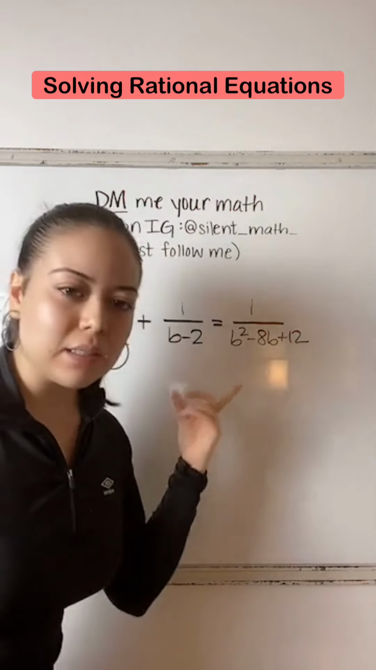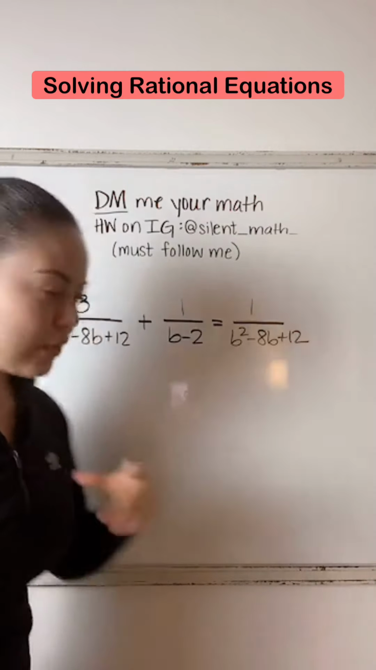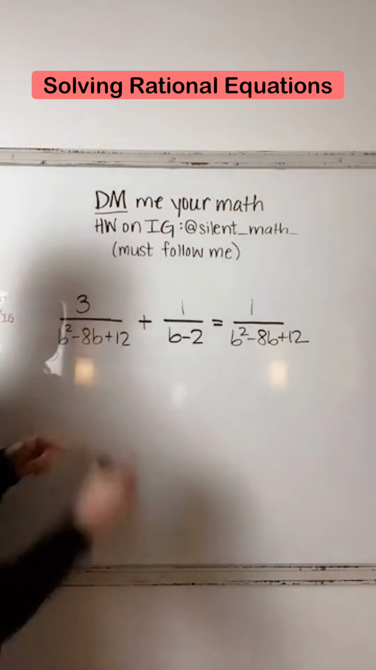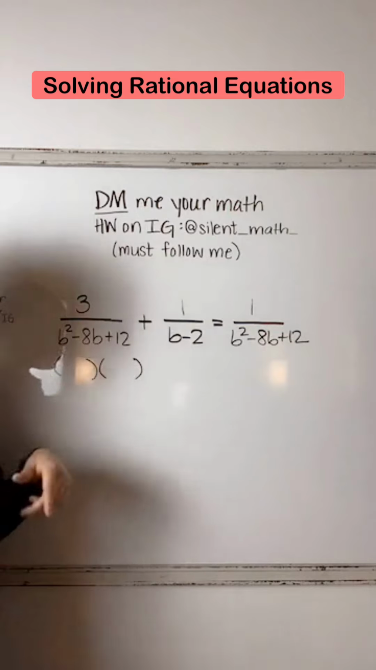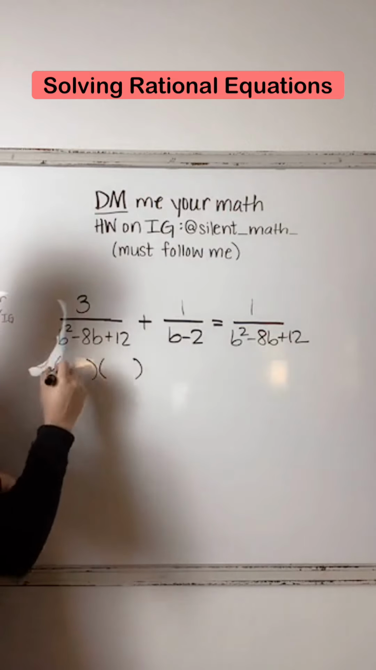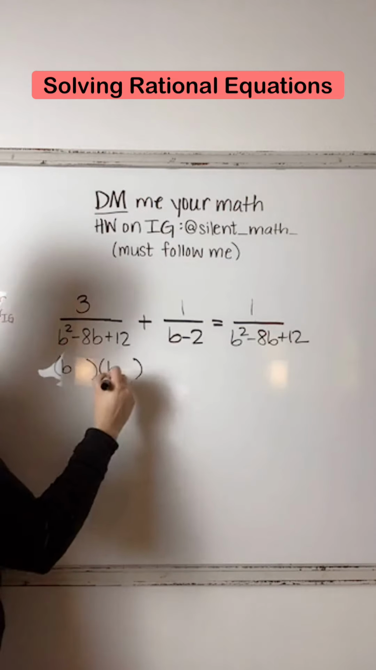My advice is to factor. Factor this to see what it gives you. So we put two parentheses. The square root of b squared is b, so I know that b is going to go in the front of my parentheses.